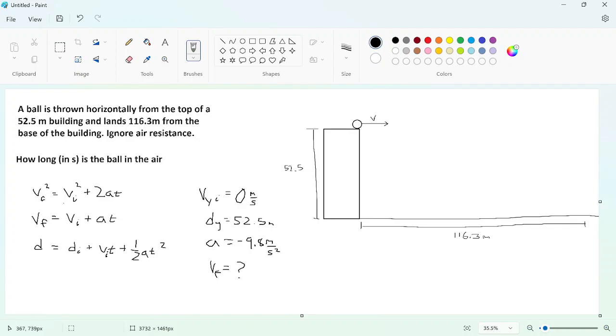So let's underline what we have. We have initial velocity, we have acceleration, we have the distance above the ground, but we don't have the time.